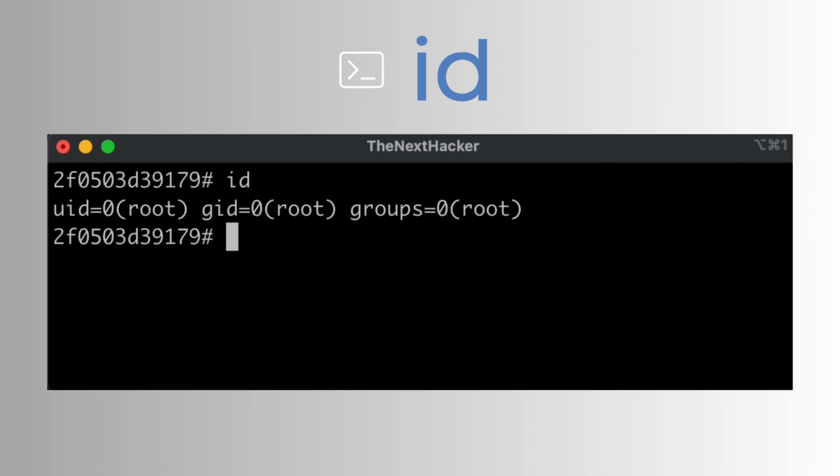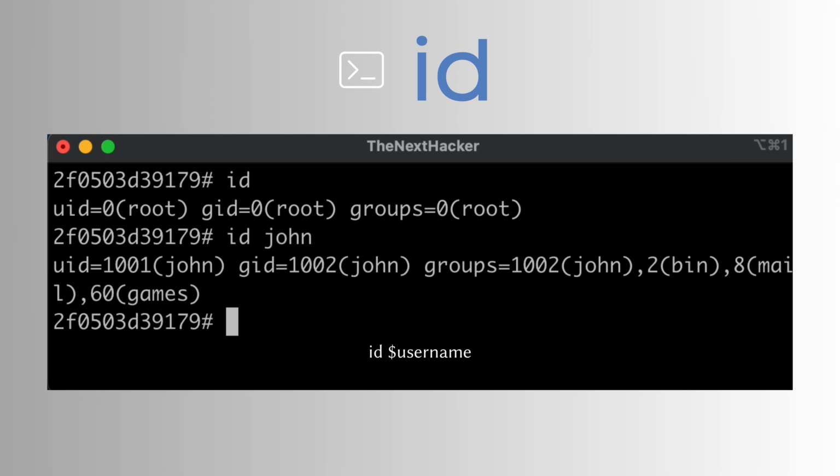But let's check out other options for id also. I have another user called John. If I type id John, it will give me the UID, GID and the groups for that specific user. Here John is part of four groups: john, bin, mail and games. So that's why it's showing the different IDs.